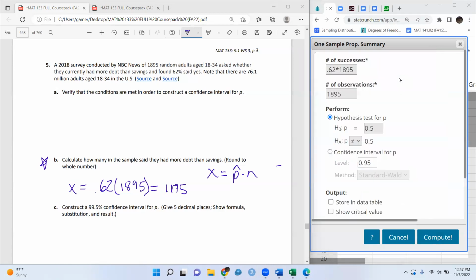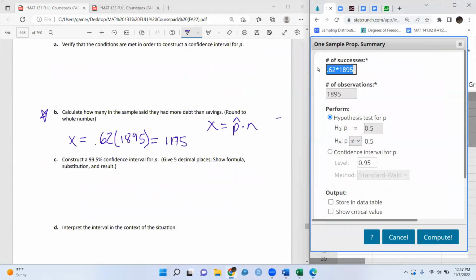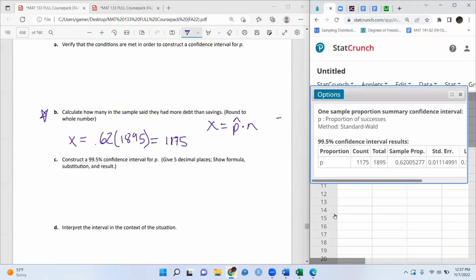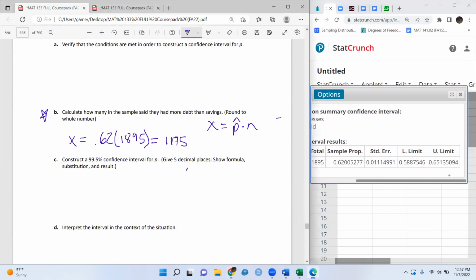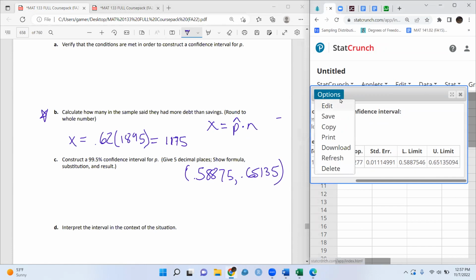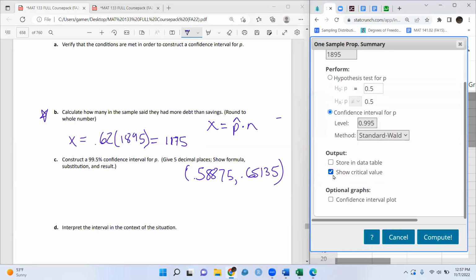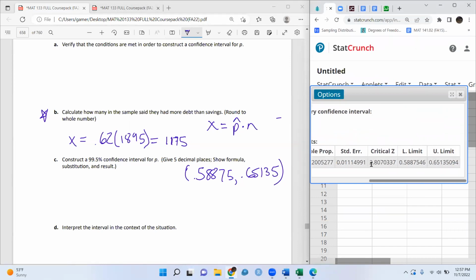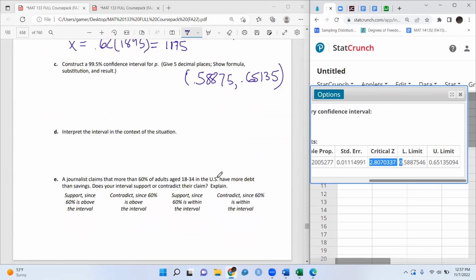Okay, so we needed that to put into StatCrunch: 1175, and the 99.5%. Here are the results. I'm just going to write it up here so you can come back and check if you didn't have time to do this, because we're about out of time. Five decimal places. Lovely. 1, 2, 3, 4, 5. And 1, 2, 3, 4, 5. That's the result. Your job is to go back and write up the formula and the substitutions. So here's the critical value associated with 0.995 and all the rest.